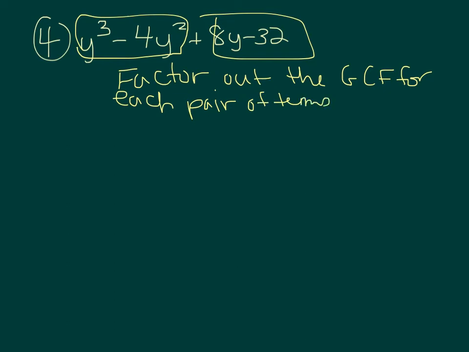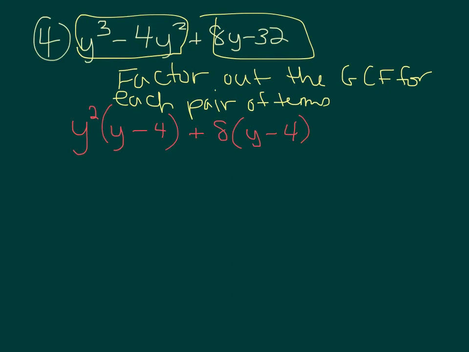So my GCF for my first set, which is y cubed minus 4y squared, is going to be y squared. When I do that, I am left with y minus 4. Now my second grouping, I'm going to look at those two terms, the 8y minus 32, find what my GCF is from there. It's 8. I'm also left with y minus 4. If you get to this point and you have two things in parentheses that are the same, that's great. That's what you're aiming for.